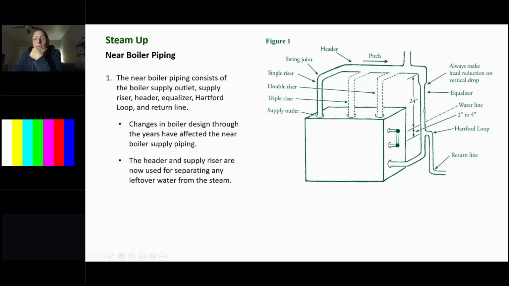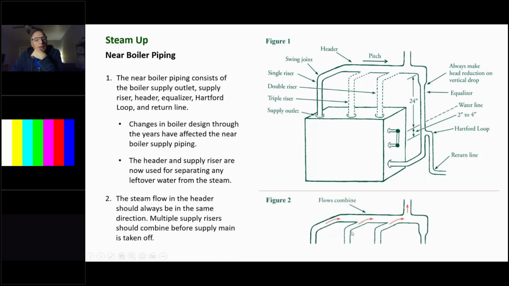And when steam comes down, some steam will come down that equalizer line. It'll pick that water up and just start hammering it. And you'll usually hear that type of water hammer on the startup cycle. So that may be the first thing to look for, is the Hartford loop. If they don't have a close nipple or a street elbow, you will get hammer, and that is not a lot of fun to deal with. All right, so that's the near boiler piping for steam up.